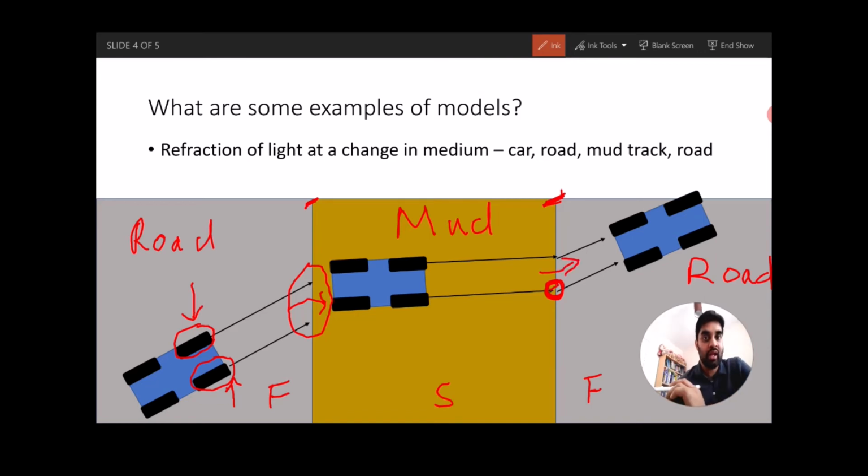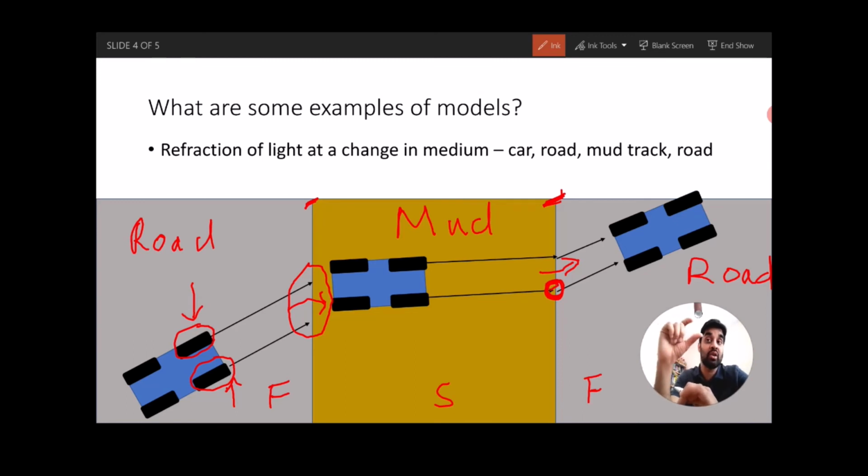So the model here that we're using is a car going from road onto the mud and then back onto the road. I've been through this before, I've been through the science. So right now, if we did it this way round to a student, this is a non-example of how to go about modelling. If we did it this way around to a student, they'd be thinking more about the road, the mud, and the car than actually light going between different mediums.